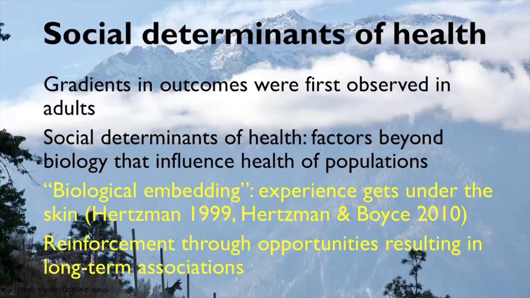And the work of Clyde Hertzman and Dan Keating and Tom Boyce has shown that the way this environmental influence, the context in which a child develops, gets so-called under the skin is through what they call biological embedding. And that's because when certain circumstances happen in early childhood, they are being reinforced because they determine the trajectory to a certain extent, where the child will go, where they will develop, what kind of resources they will have access to, what kind of opportunities they'll be able to see. And these are reinforced and then result in long-term association and long-term outcome.